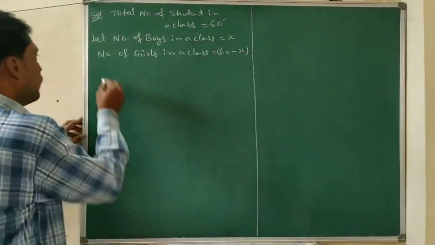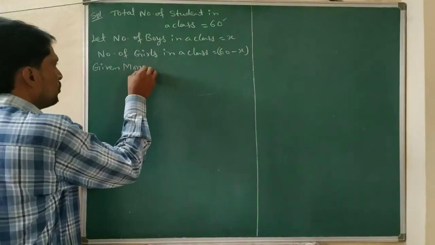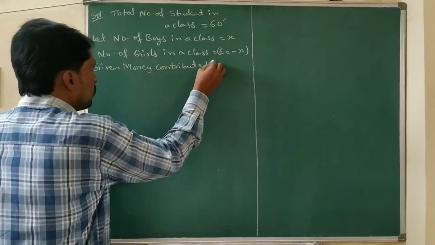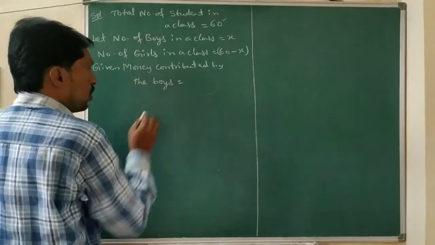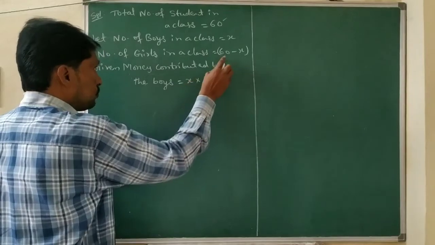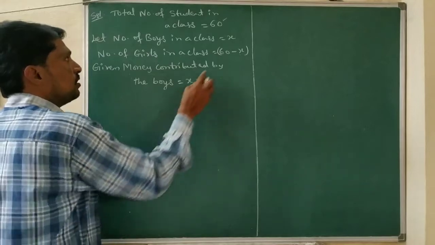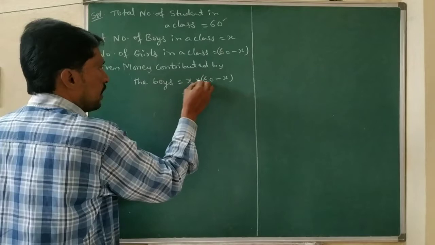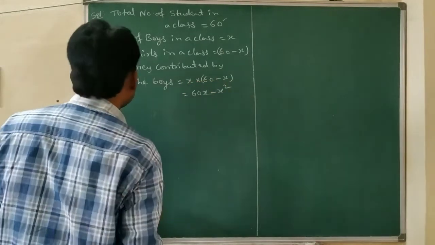Given, what is given? Money contributed by the boys equals total boys, how many? x boys, into each boy's contribution. How many girls are there, that much he is contributing, means 60 minus x. Now you can multiply x into 60, 60x minus x into x, x square.